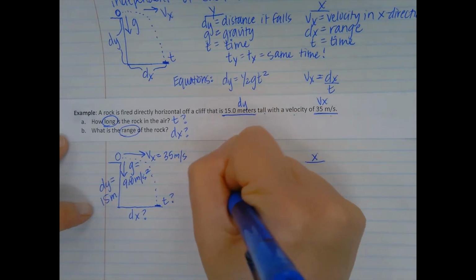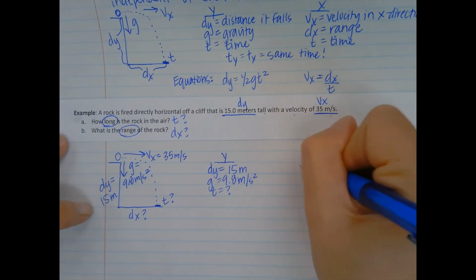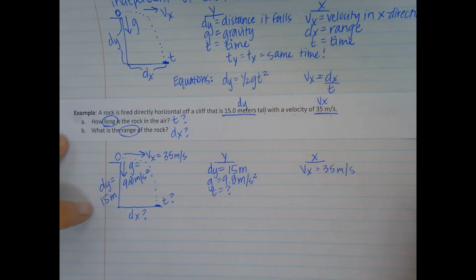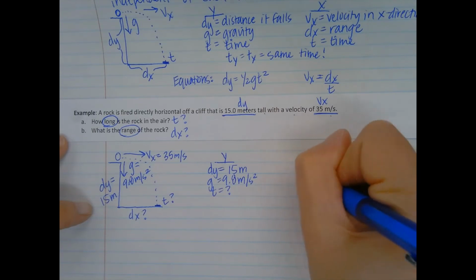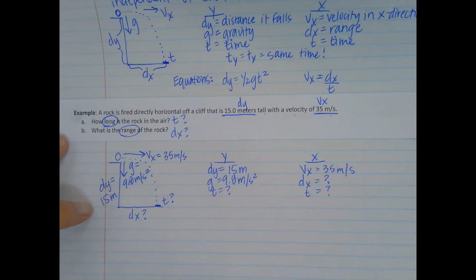My time, I don't know. In the x direction, vx is 35 meters per second. Dx, my range, I don't know. And my time, I don't know. So this kind of gives you some clues in the order in which you're going to have to solve this, so that you can find all of the missing pieces. For example, I can't solve for dx right now because I don't have the time. I would need 2 of the 3 things in order to solve for that third.